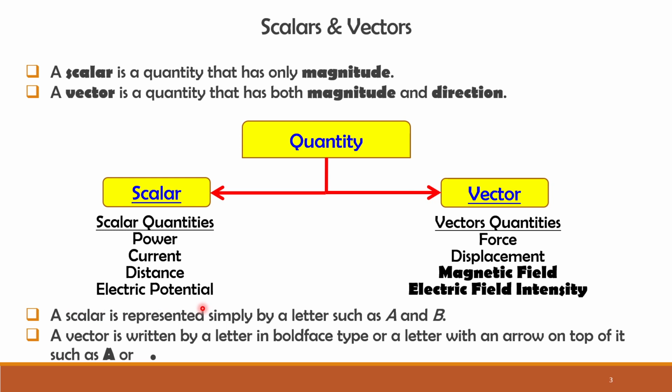A scalar is represented simply by a letter such as A, B. A vector in mathematics denotes the quantity A in bold. Some books may have a different symbol, like an arrow, or a caret on top of A. Normally in mathematics we just use a bold A here.